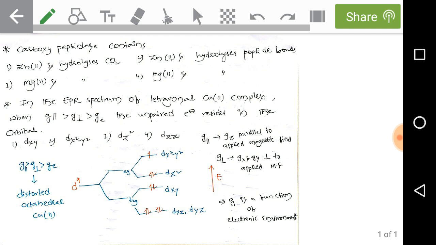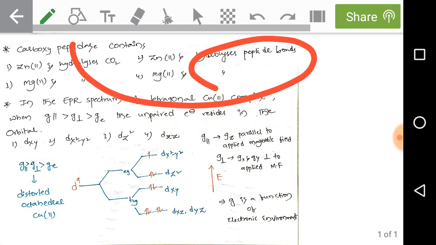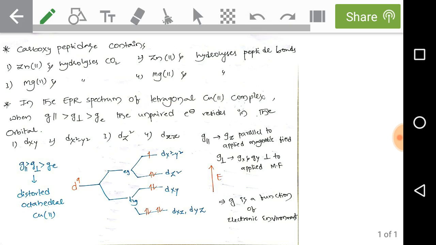Next one: carboxypeptidase contains zinc +2 and hydrolyzes peptide bonds. Simply by observing carboxypeptidase, peptide bonds are getting hydrolyzed, and here zinc +2 is the active site in it. So the second option is the correct answer.